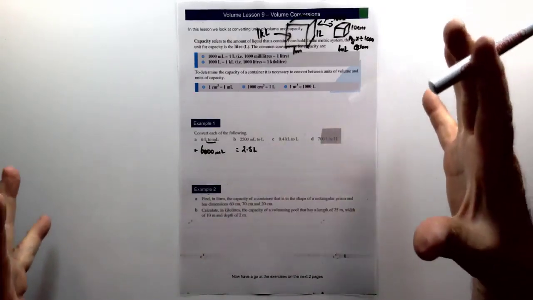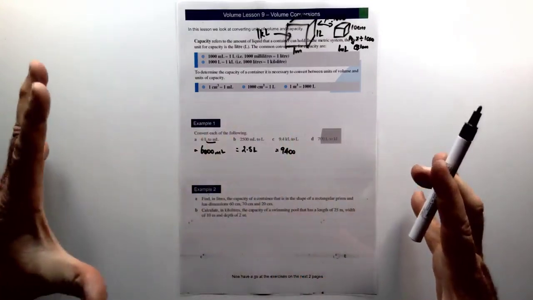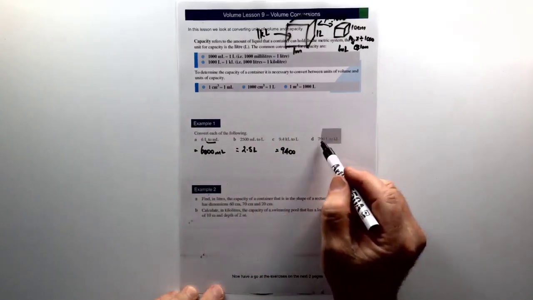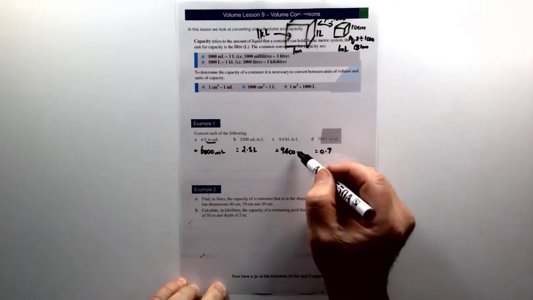Okay, again, 9.4 kilolitres, so kilolitres are like a cubic metre. We're getting down to a litre, so the unit's getting smaller, so the number has to get bigger. We times that by 1,000 to get 9,400. And now we're going litres to kilolitres, so the unit's getting bigger. The number has to get smaller. So 700 divided by 1,000 gives us 0.7. Sorry, I should have written the units after those ones.